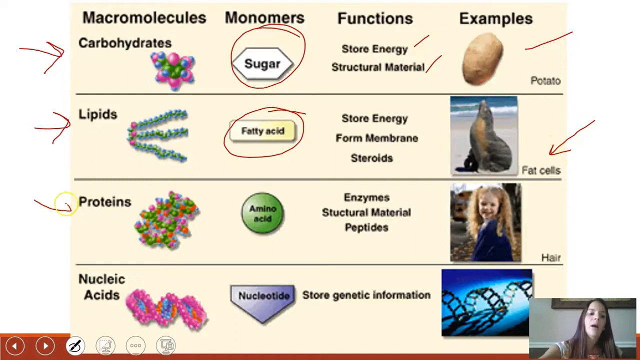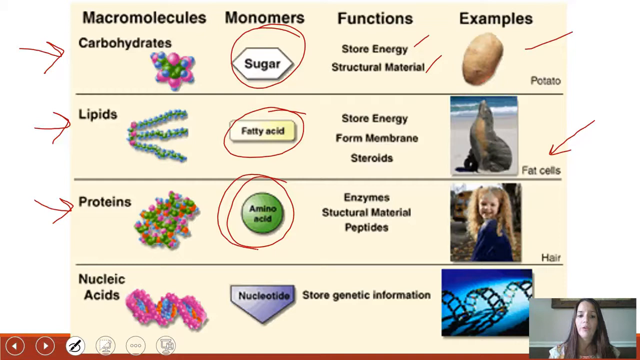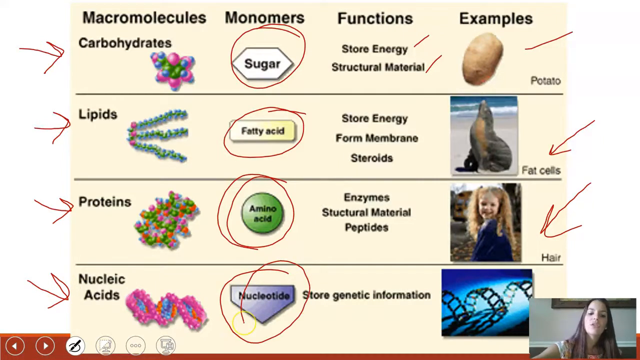Proteins. The monomer is an amino acid, and these are important for enzymes, which we'll talk about in much more detail, and that is really, really important for your body, as well as structural material. And things like hair is made of protein. And finally, nucleic acids. Building block is nucleotide. We know it has our genetic info and things like DNA. And that is all for your notes.